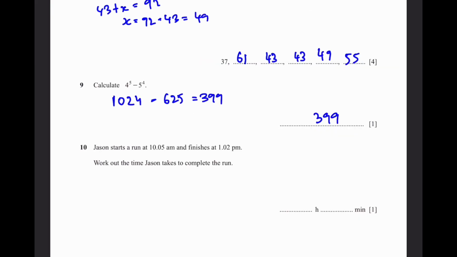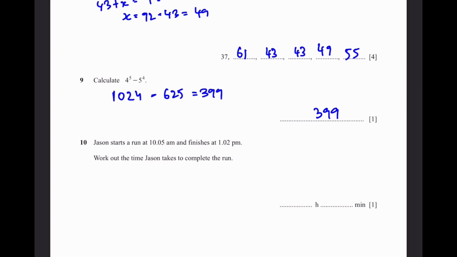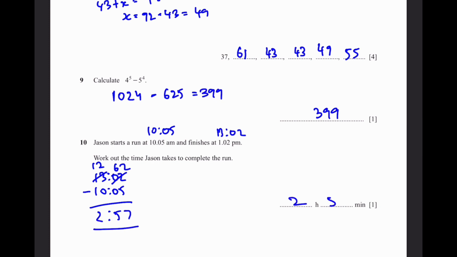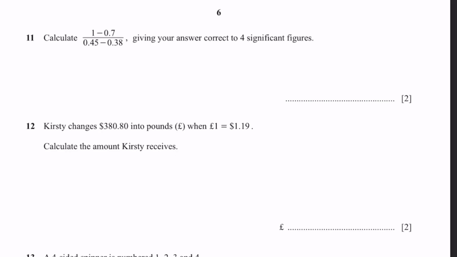Question 10. Jason starts with a run at 10:05 a.m., finishes at 1:02 p.m. Work out the time it takes for Jason to complete the run. So we just subtract by first converting this to 24 hours. This is 13:02. This is 10:05. So 13:02 minus 10:05. Now we can borrow from here. And then 57 minutes, and we have 2 hours. So 2 hours and 57 minutes. That's the answer.